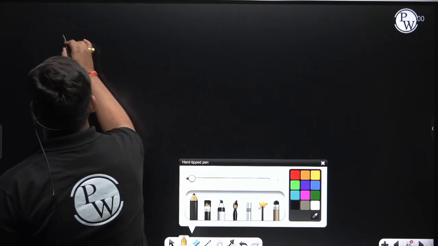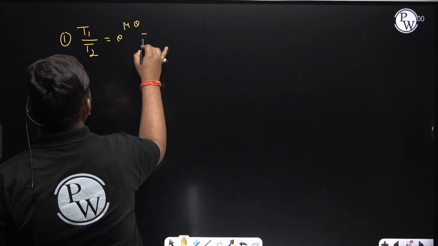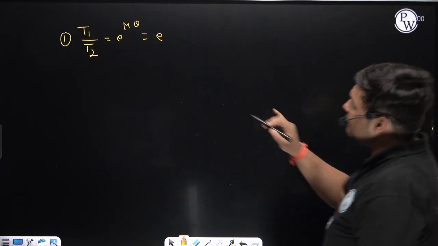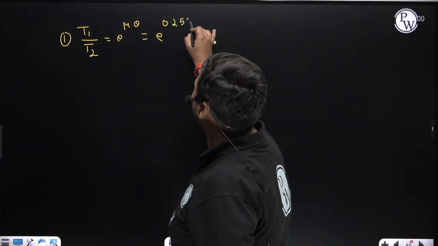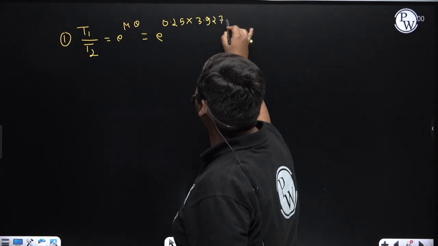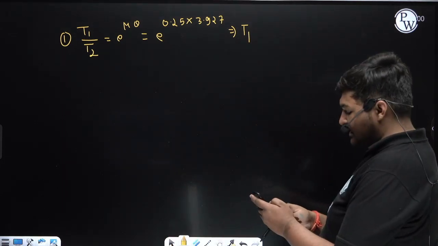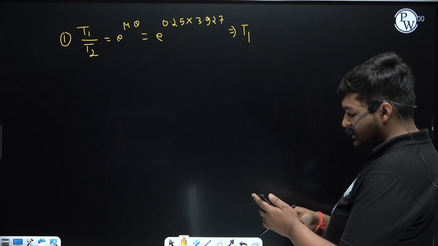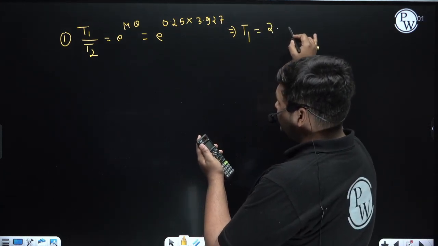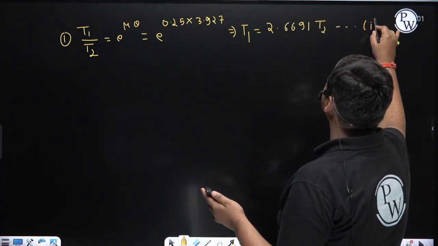How? First, T1 by T2 will be equal to e to the power mu theta. Here mu is 0.25 and theta, the angle of contact in radian, is 3.927. So from this relation we get e to the power 0.25 into 3.927. It is coming T1 is equal to 2.6691 T2. Suppose I refer to this equation as 1.